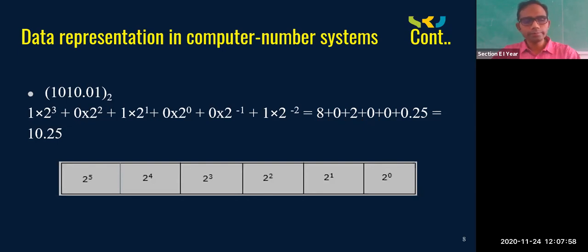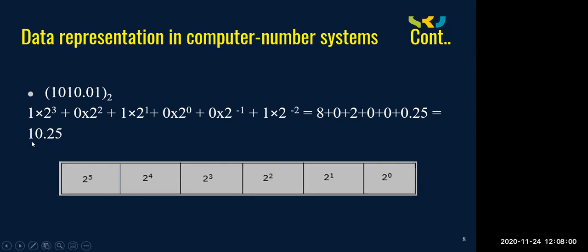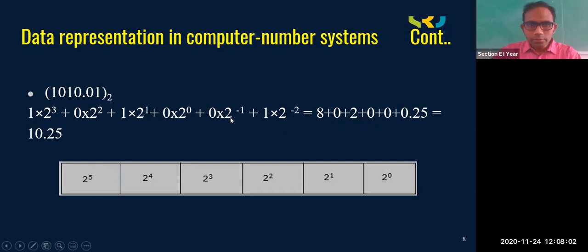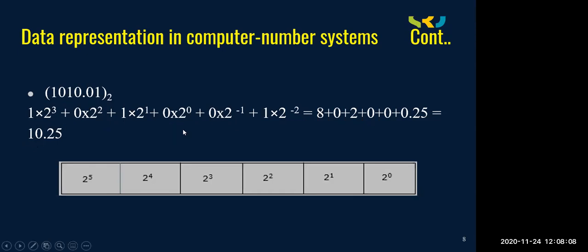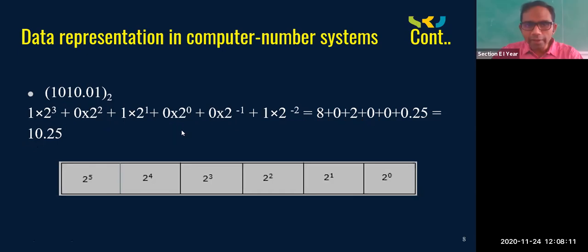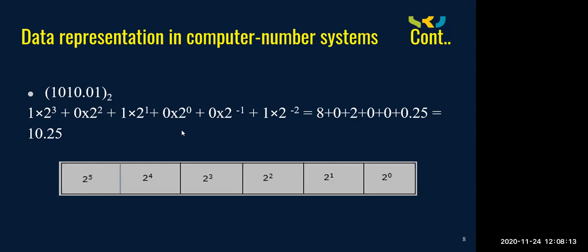What are you going to get? 8 plus 2 to the power of 0 is 0, right? Is 2 to the power of 0 equal to 0? No, 2 to the power of 0 is 1. 1 into 1? 0, so 0.